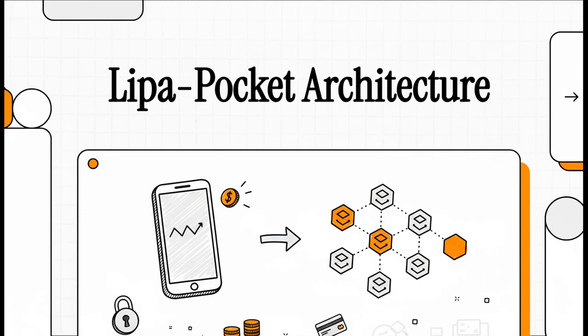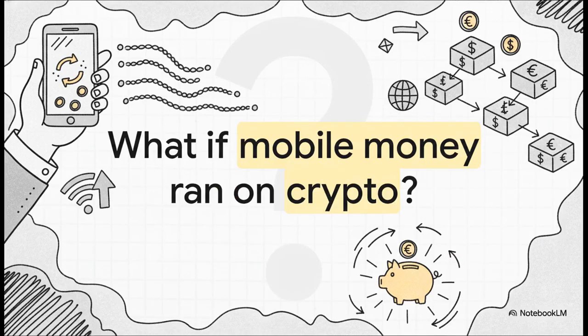All right, welcome. Today we're going to do a deep dive into something called the Lipa Pocket architecture. We're going to take a look at a whole new kind of financial network that tries to mix the ease of mobile money with the real power of blockchain tech. So let's start with a big question, one that gets to the absolute heart of what this whole system is about. What if the mobile payment apps you use every day were actually built on top of crypto?